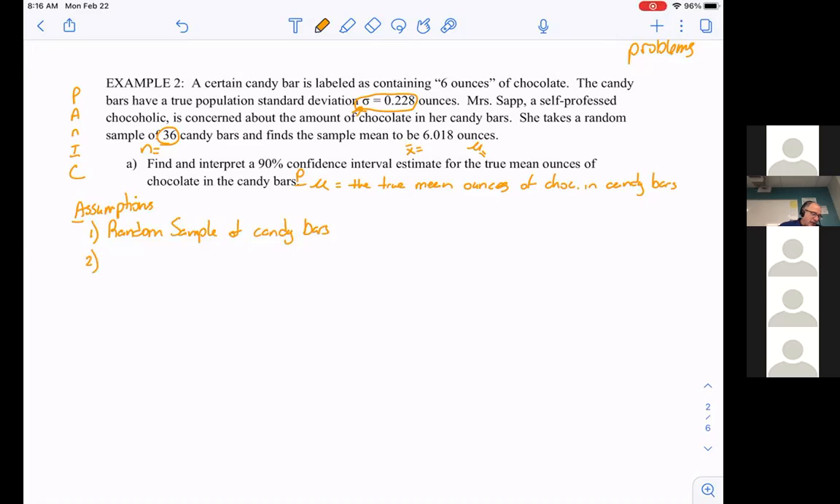Okay, we got a random sample of candy bars. Number two was, is this approximately normal?